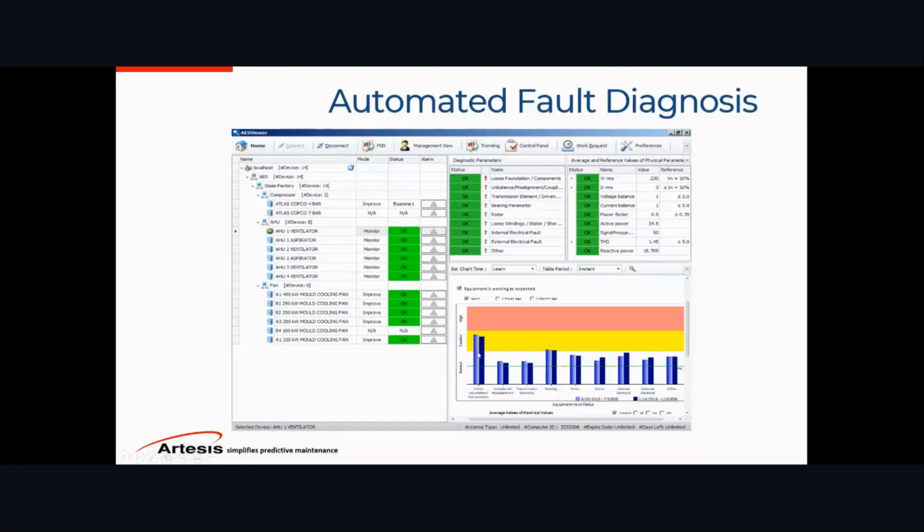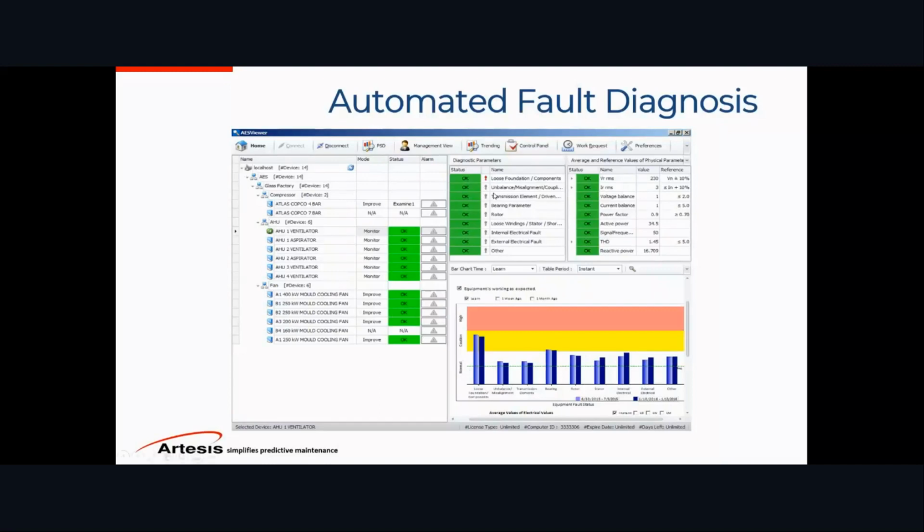As you can see here, you have 2 bar graphs per failure type. The light blue indicates the initial learning results, and the second one shows you the most recent condition. So the difference between the two will tell you whether this problem is getting worse or you have fixed the issue and it went back down to normal levels. So we have foundation looseness, unbalance, misalignments, transmission, which contains, of course, gearbox, belt, or if you have coupling, those types of failures, bearing faults, rotor, stator, and internal, external electrical faults.